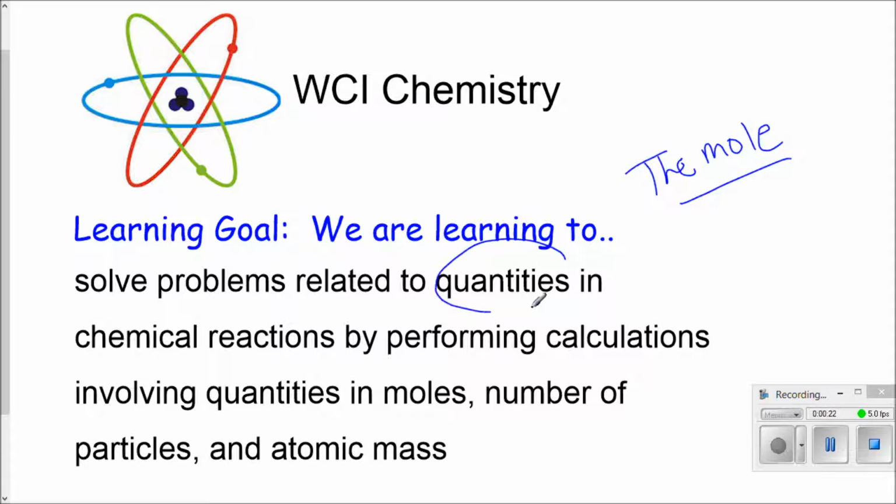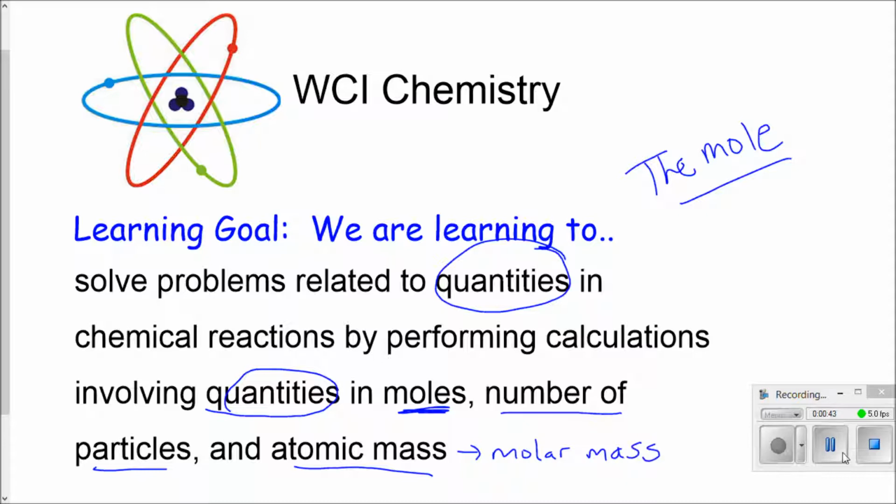We're doing something with quantities or amounts of things in chemical reactions, and we're going to focus on the quantities, and our most important quantity is something called the mole. We're going to use it to convert between number of particles and what we call atomic mass or molar mass. From now on, I'll refer to that as molar mass. Okay, so let's get started.